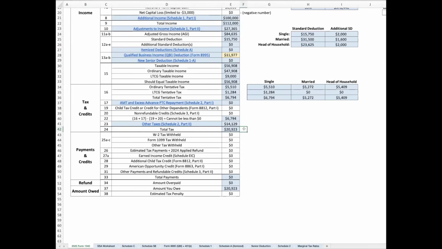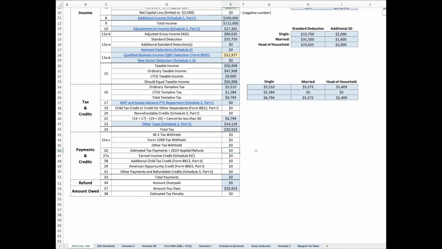This is a really important concept of self-employment. So we notice that of her total tax of $20,923, 68% of that was just from the self-employment tax, not the income tax. Many self-employed business owners are caught off guard only considering the income tax, not the self-employment tax.